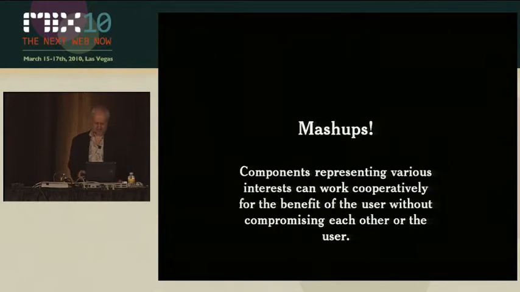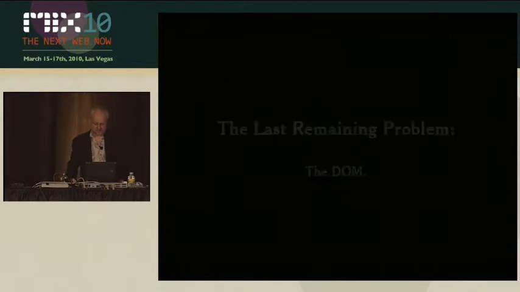There's still the problem with the DOM. So the motivation for doing this is mashups. We want to have components which can represent multiple interests that can work cooperatively for the benefit of the user without compromising each other or the user. We can't do that currently. So we've seen a lot of demonstrations of mashups, and they're wonderful, but if there is any confidential information on the page, then compromise can and probably should be expected to occur, and that's unacceptable. So we know how to fix it, and we'll probably see that in the next edition of ECMAScript.